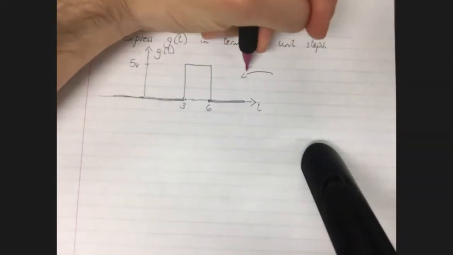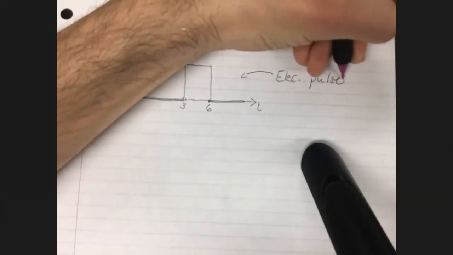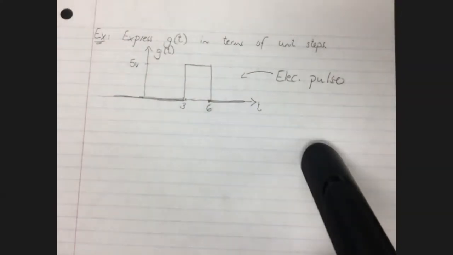So you can think of that as a little electrical pulse. A 5-volt pulse here got turned on at time equals 3 and at time equals 6 got turned back off.